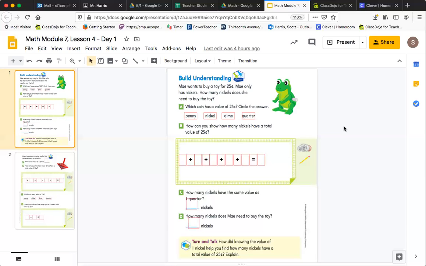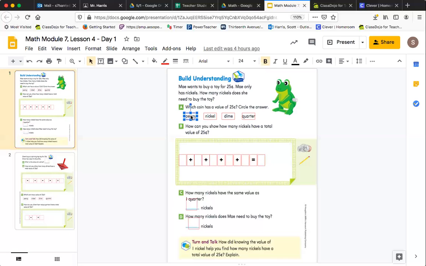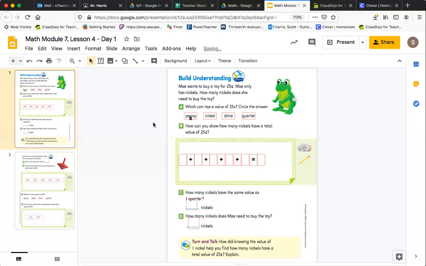Letter A, which coin has a value of 25 cents? And it tells you to circle the answer, but we know on Google Classroom we can't circle, so you would just click in this box and type an X for the right answer. Don't do what I did, because that might not be the right answer. We know that a penny doesn't have a value of 25 cents. So which one of these coins, penny, nickel, dime, or quarter, equals 25 cents?